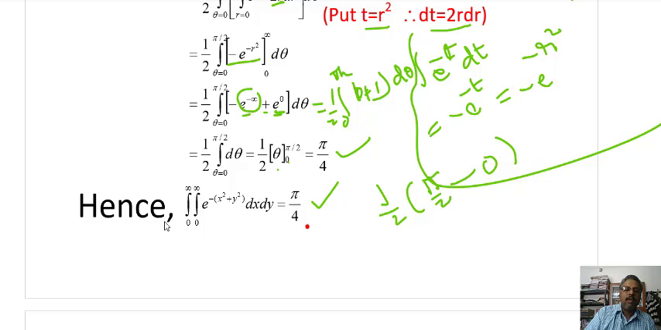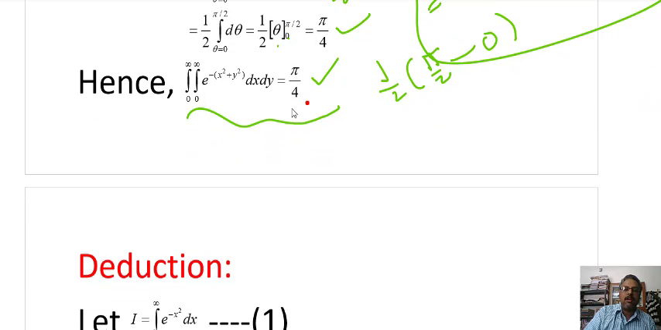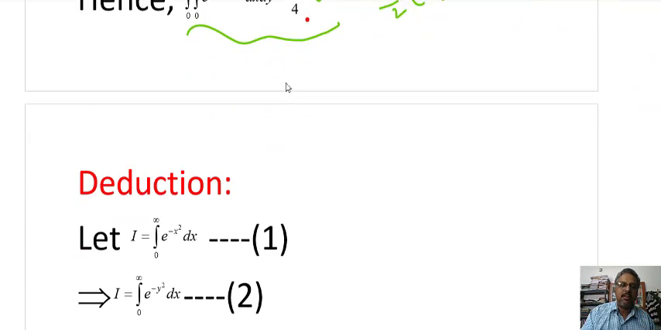Actually, if you integrate in terms of x and y, it is very difficult. If you change into polar coordinates, we can evaluate the integral value very easily with the help of polar coordinates. Now the deduction. The deduction is very simple.